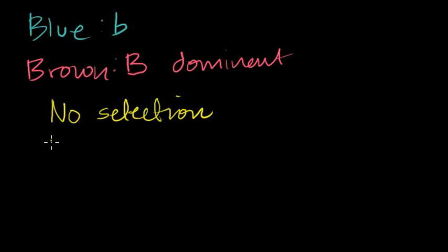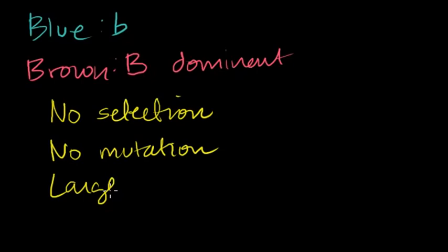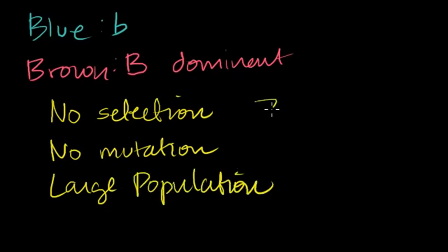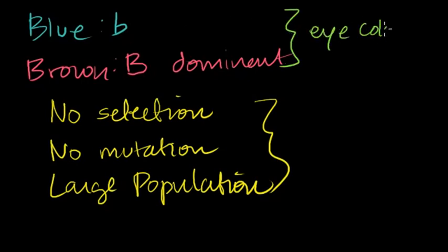And I'm also going to assume that there's no mutations. So for whatever reason, a chromosome that has a blue allele can't randomly turn to a brown or vice versa, or turn into a third color. And I'm also going to assume I'm going to have a large population. The reason why I'm making all of these assumptions is because I essentially want to have a stable gene pool, at least relative to this gene. Relative to the eye color gene, I want to be stable. I want to have a stable allele frequency.